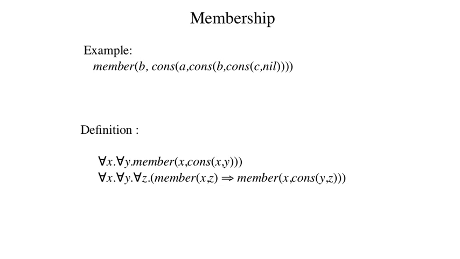The first sentence states that an object is a member of a list if it's its first member. For all x and y, x is a member of cons x y. The second sentence states that an object is a member of a list if it's a member of the rest of the list. For all x, y, z, if x is a member of z, then x is a member of cons of y and z.